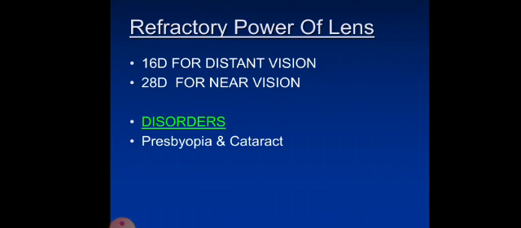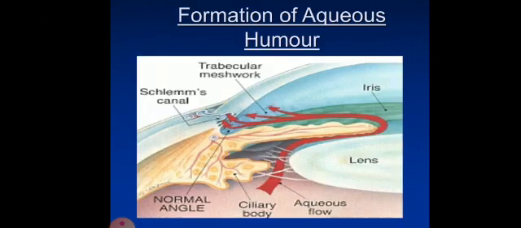Now about the refractory power of the lens: 16 diopter for distant vision, 28D for near vision, and the disorders associated with the lens is presbyopia and cataract. Now about all this we'll be doing in detail in the coming up classes. This is just giving you all a brief introduction.